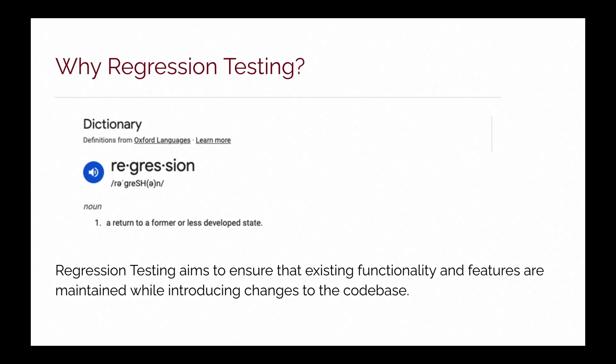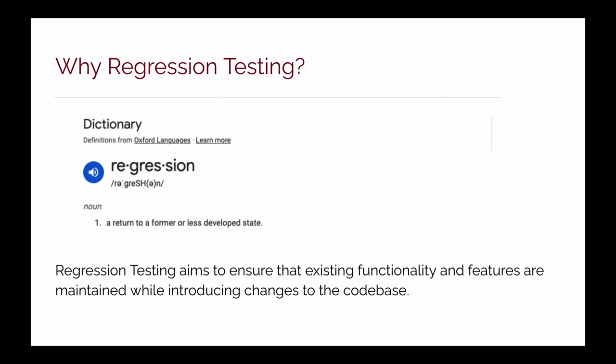So first off, why regression testing? First off, what are regressions? We threw up the definition of a regression: a return to a former or less developed state. In software development, regression will often be a catch-all for any unanticipated change that comes from when you're implementing a change in your code base.